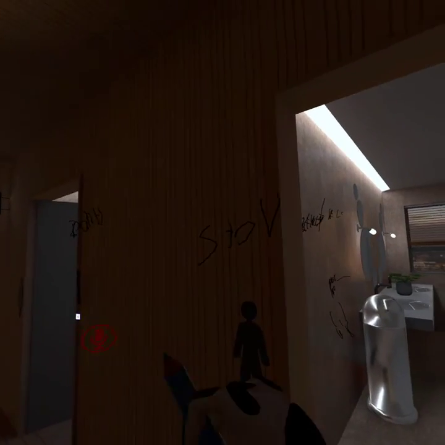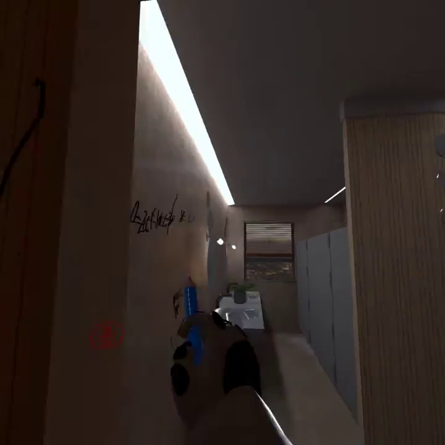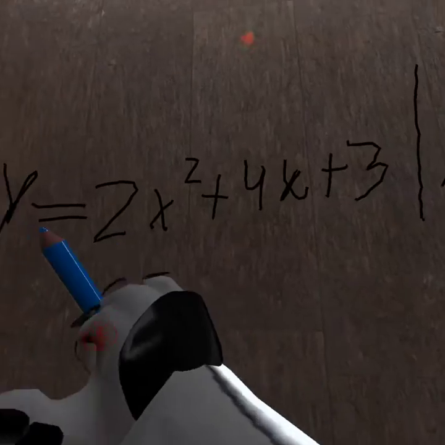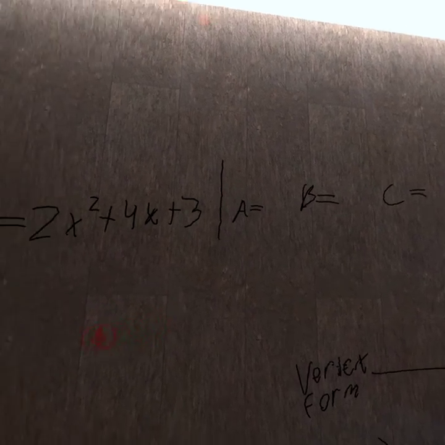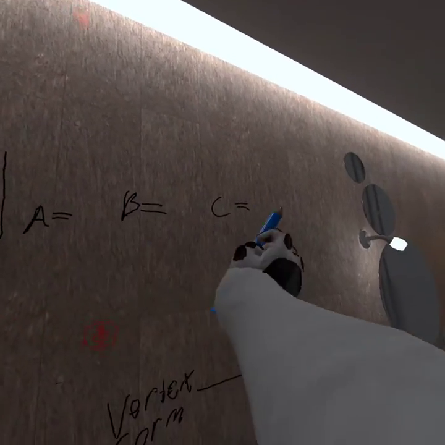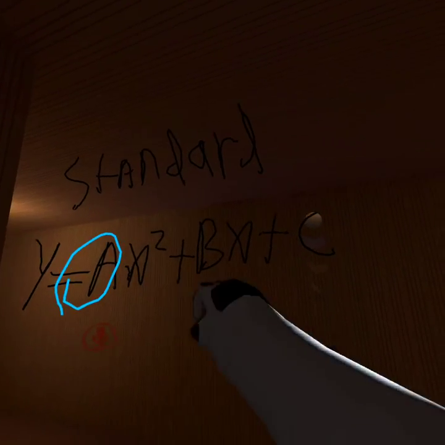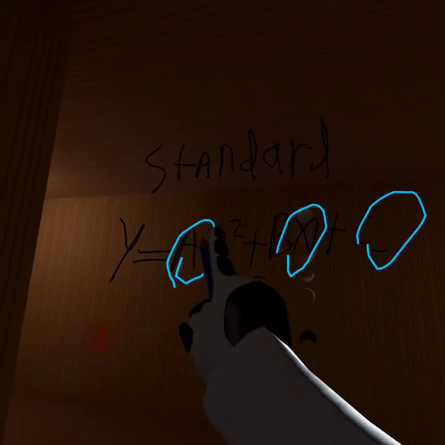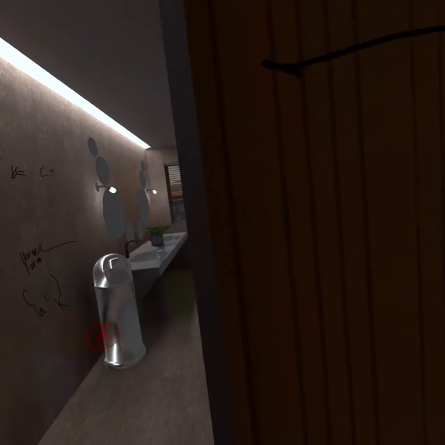I'll start off by showing you how to turn standard form to vertex form. Here we go. We have this simple equation: y is equal to 2x squared plus 4x plus 3. To start off, we need to find a, b, and c. Should be simple enough, right? A is always with an x squared, b is always with an x, and c is always lonely and depressed. Just like some of us will be in the future, sadly.